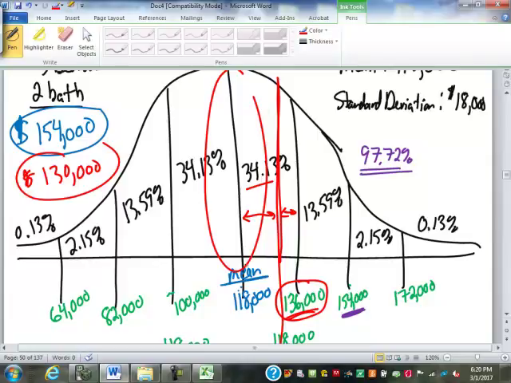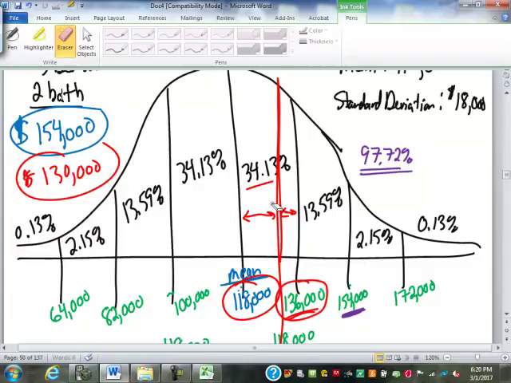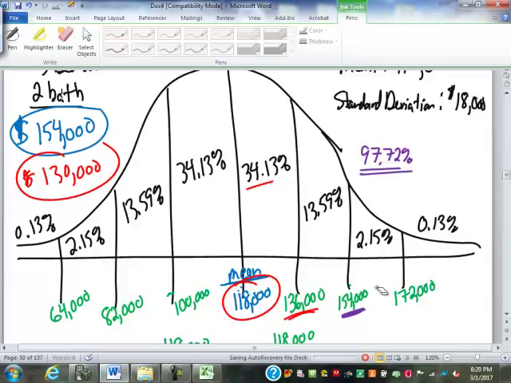Of course, the middle, if you bought a house that was priced at the mean of $118,000, what percent of the houses would be cheaper than that? Half, right? 50%. Half of the houses would be cheaper than the mean, half of the houses would be more expensive, if this is a normally distributed set of data.